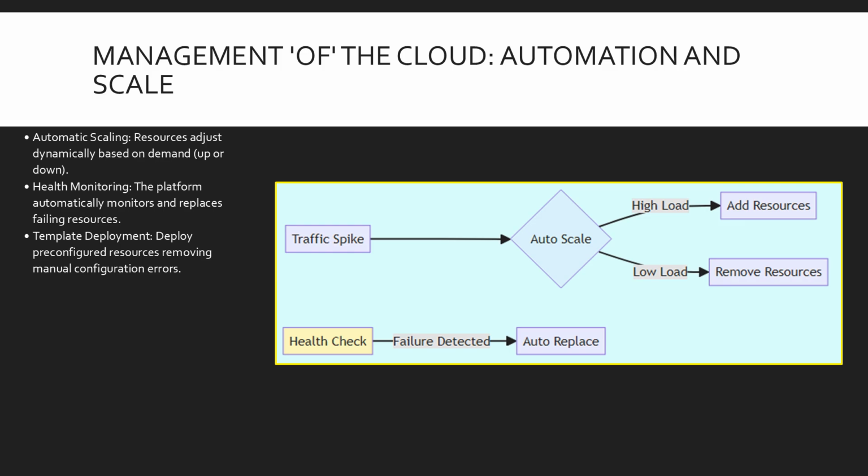This flowchart illustrates the automated management cycles provided by the cloud platform. The top path shows auto-scale, responding to traffic by adding or removing resources dynamically. The bottom path shows the health check process, which triggers an auto-replace action if a failure is detected. This visualizes how the cloud platform manages capacity and reliability on your behalf.